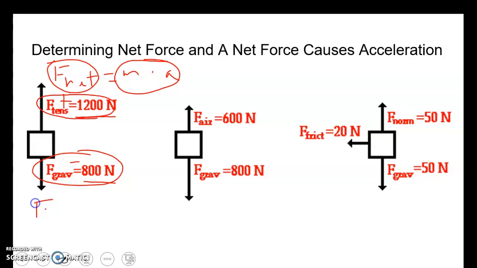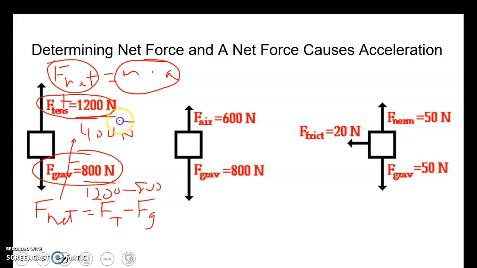So our net force is force of tension minus the force of gravity, or 1200 minus 800. So our net force is 400 newtons.